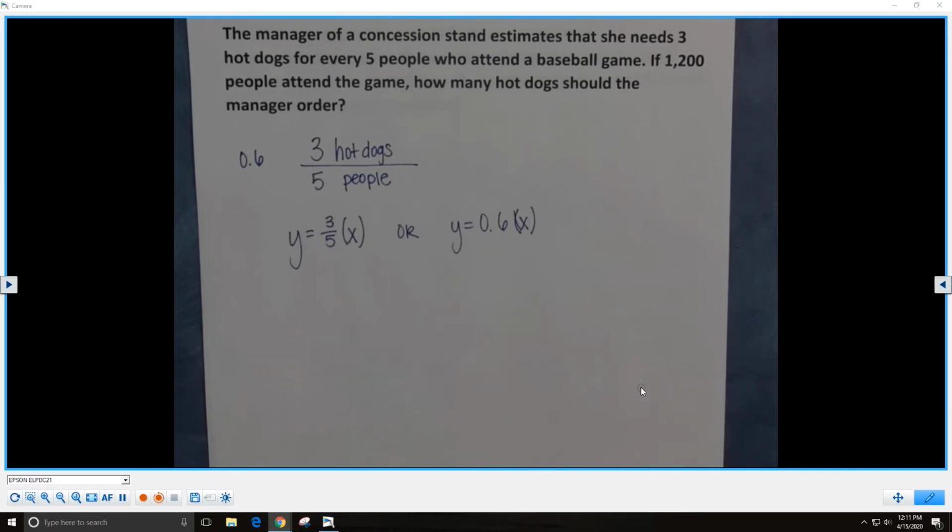So the last part of the problem is using this equation that we just created in order to figure out how many hot dogs the manager needs to order if 1,200 people attend the game. Which of those variables did we say represents the number of people in this equation? Right, x does. So go ahead and calculate how many hot dogs the manager needs. Take your time. I'll pause for a second while you work that out, and then we'll check together.